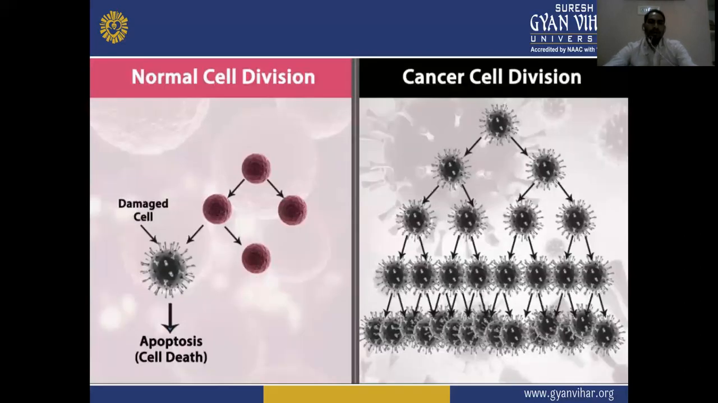Next one is normal cell division, and another is cancer cell division. Compared to normal cell division, cancer cells are uncontrolled and grow fast. This is the cancer cell division and this is the normal cell division. And this is a damaged cell and apoptosis. Apoptosis is the process of programmed cell death. Apoptosis means cell death.